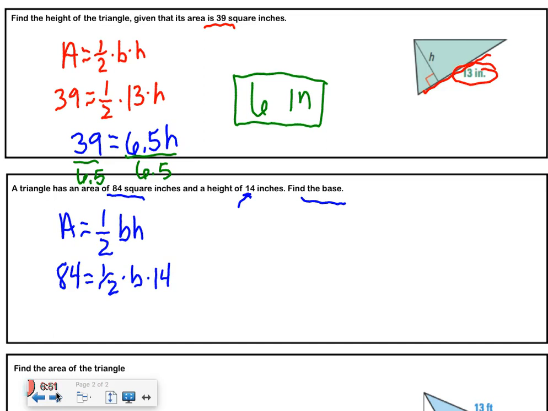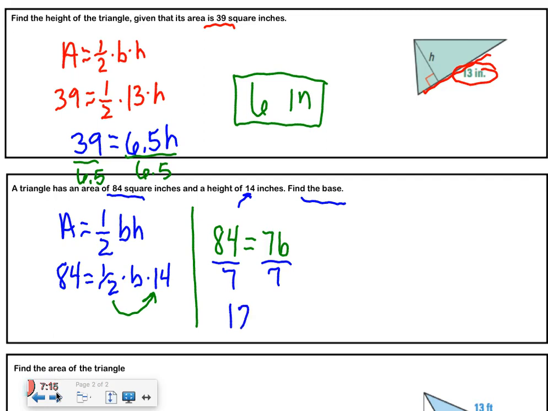Okay, again, let's simplify the right-hand side of the equation. So I'm going to leave 84 alone. Okay, so what's half of 14? Well, half of 14 is 7, so I get 7b. Now how am I going to get b alone? Divide, divide. So 84 divided by 7 gives me 12. So we have a base of 12 inches.